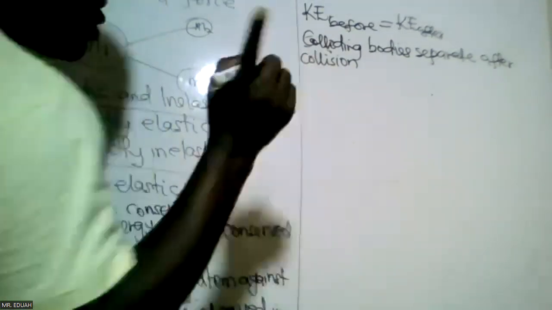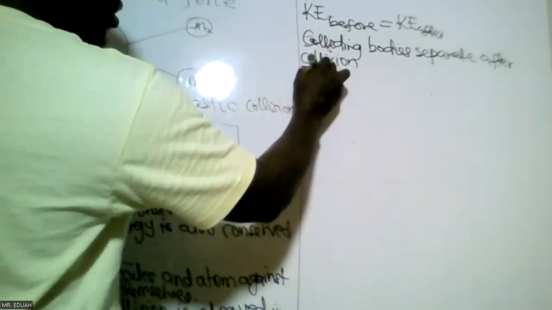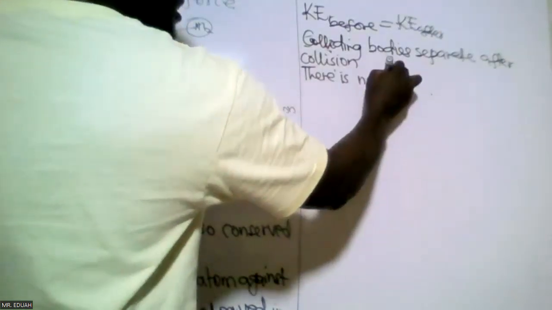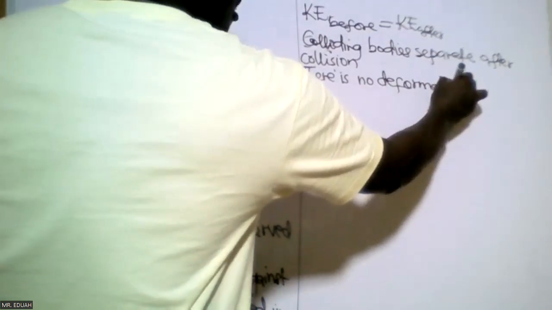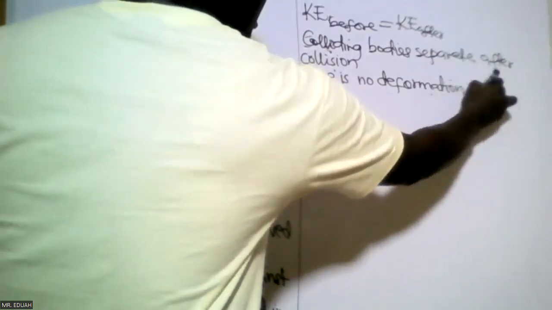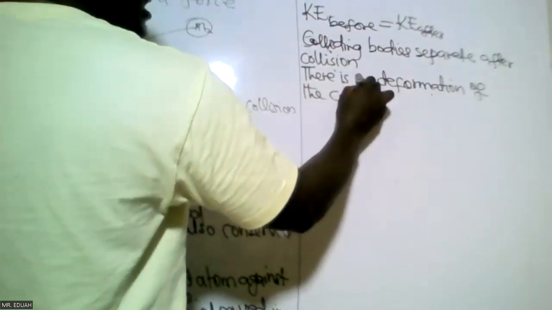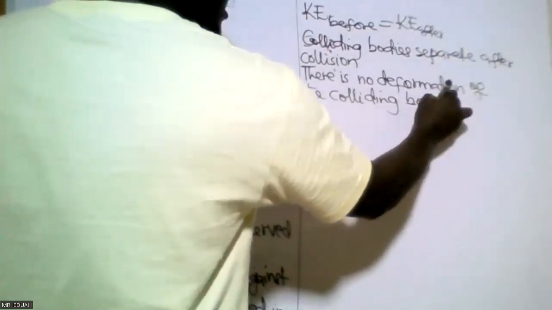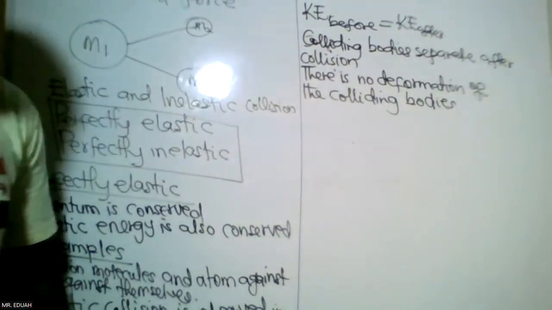Once they separate, you could also see that there is no deformation of the colliding bodies. So these are the main features of perfectly elastic collision.